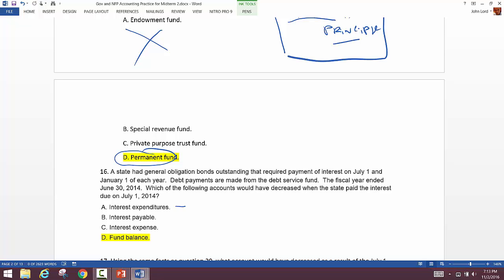The interest expense doesn't exist if I'm down in the debt service fund, right? Yeah, debt service fund. We call it expenditure, don't we? Fund balance will decrease by virtue of the fact that I have increased my expenditures, right? Okay. Now this is kind of a confusing question, but you could also get there through process of elimination, right?